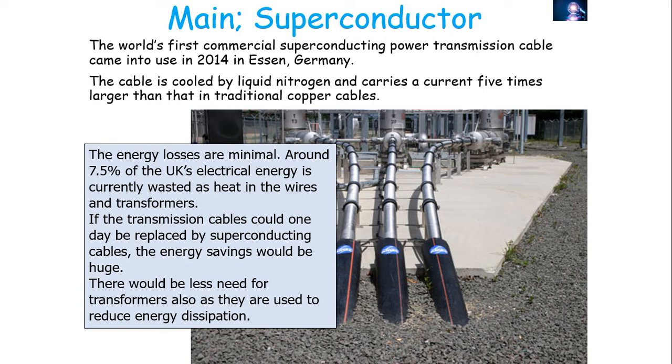Now, around 7.5% of the UK's electrical energy is currently wasted as heat in the wires and the transformers of our national grid. If the transmission cables could one day be replaced by superconducting cables, the energy savings would in fact be huge, and there'd be less need for transformers, because transformers are there to decrease the current in the transmission cable to reduce energy loss due to resistance. That would not be the case if you had a superconducting wire. So it's a possible look at the future of our national grid.